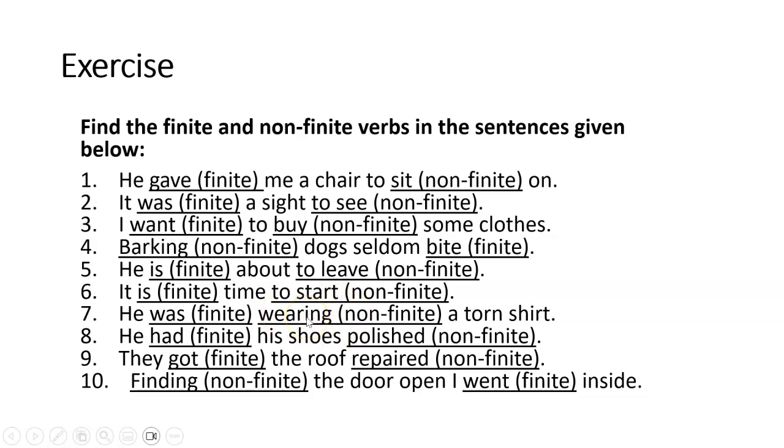Which ones are finite? Well, the ones that change, he gave. This is controlled by the subject. It was, I want. Dogs bite. It's controlled by dogs, so it's finite. He is, was, had, got, and went. These are the ones that change to fit the subject. They're controlled by the subject.